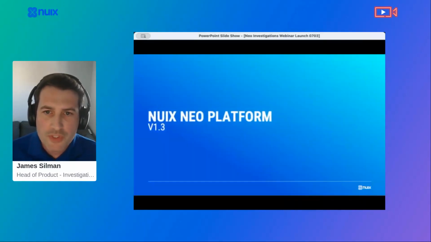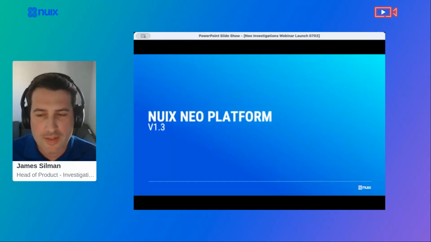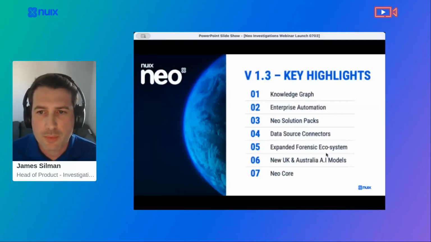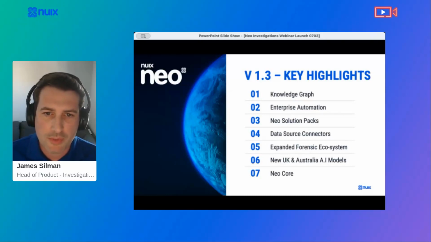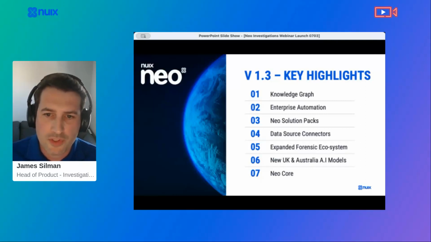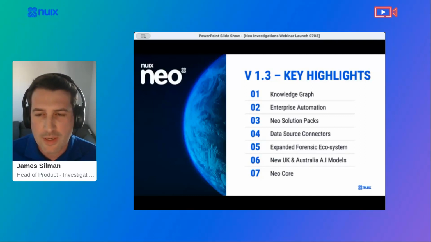So I want to share with you some of the exciting updates that we've made as part of this latest version of Neo. We're going to talk about our knowledge graph and how it's redefining data analysis, how our enterprise automation can reduce your backlogs, how our solution packs reduce time to results, enhancements to our connectors, ensuring you can get access to your data anywhere. We've expanded our forensic ecosystem. We've got new UK and Australian AI models that help to extract intelligence easier. And finally, I'll talk to some of the existing Neo capabilities that we have that massively improved the lives of our customers.